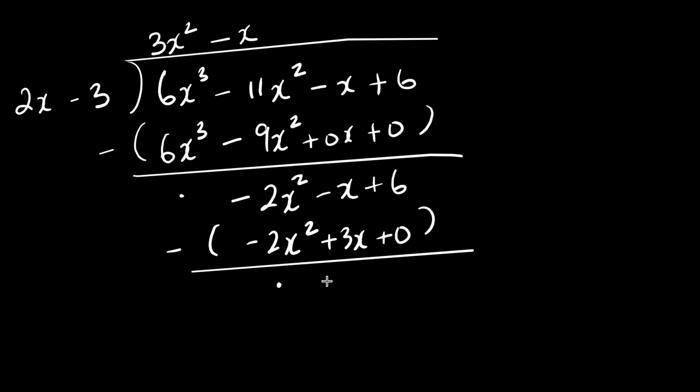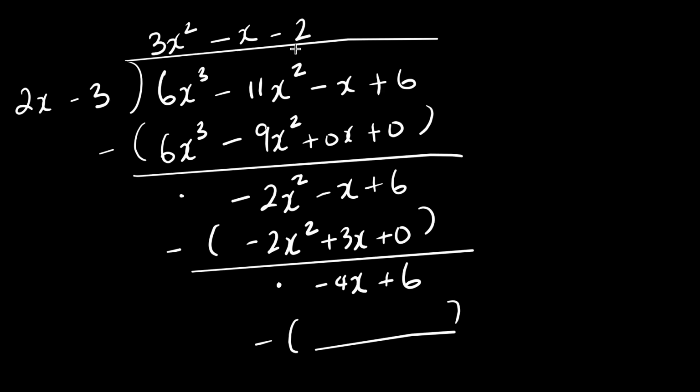Negative x minus 3x should give us a negative 4x, and 6 minus 0 again is just 6, right? So we're almost there, almost done with this process. We're dividing again. So 2x into negative 4x is going to give us negative 2. So 2x divides negative 4x to give us negative 2, and then we're going to multiply again this part of our quotient by our divisor.